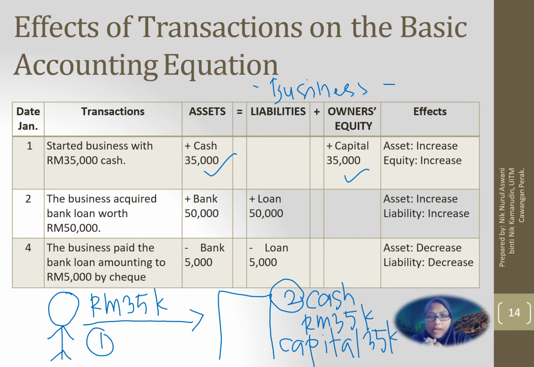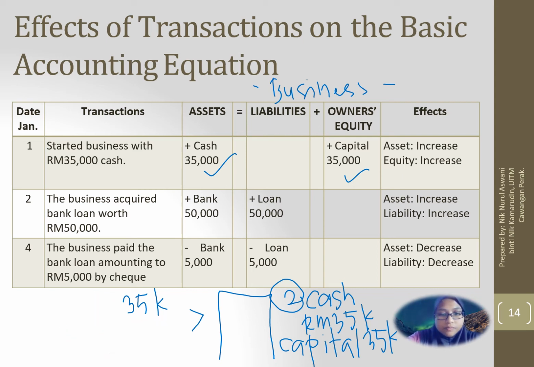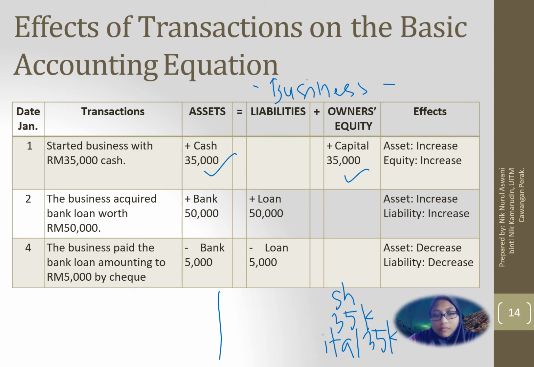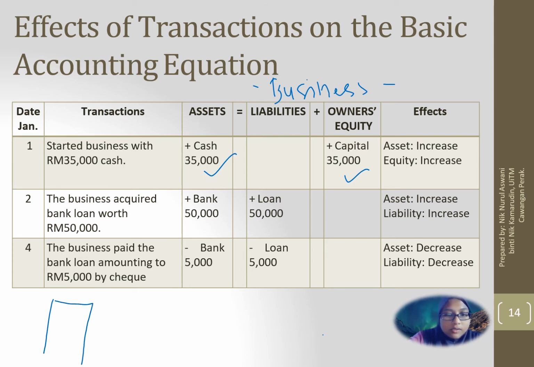We are going to look at this transaction individually. The next one: the business acquired a bank loan worth 50,000 ringgit. So what happened here? So this is the business, and this is the bank. The bank gives money to the business.